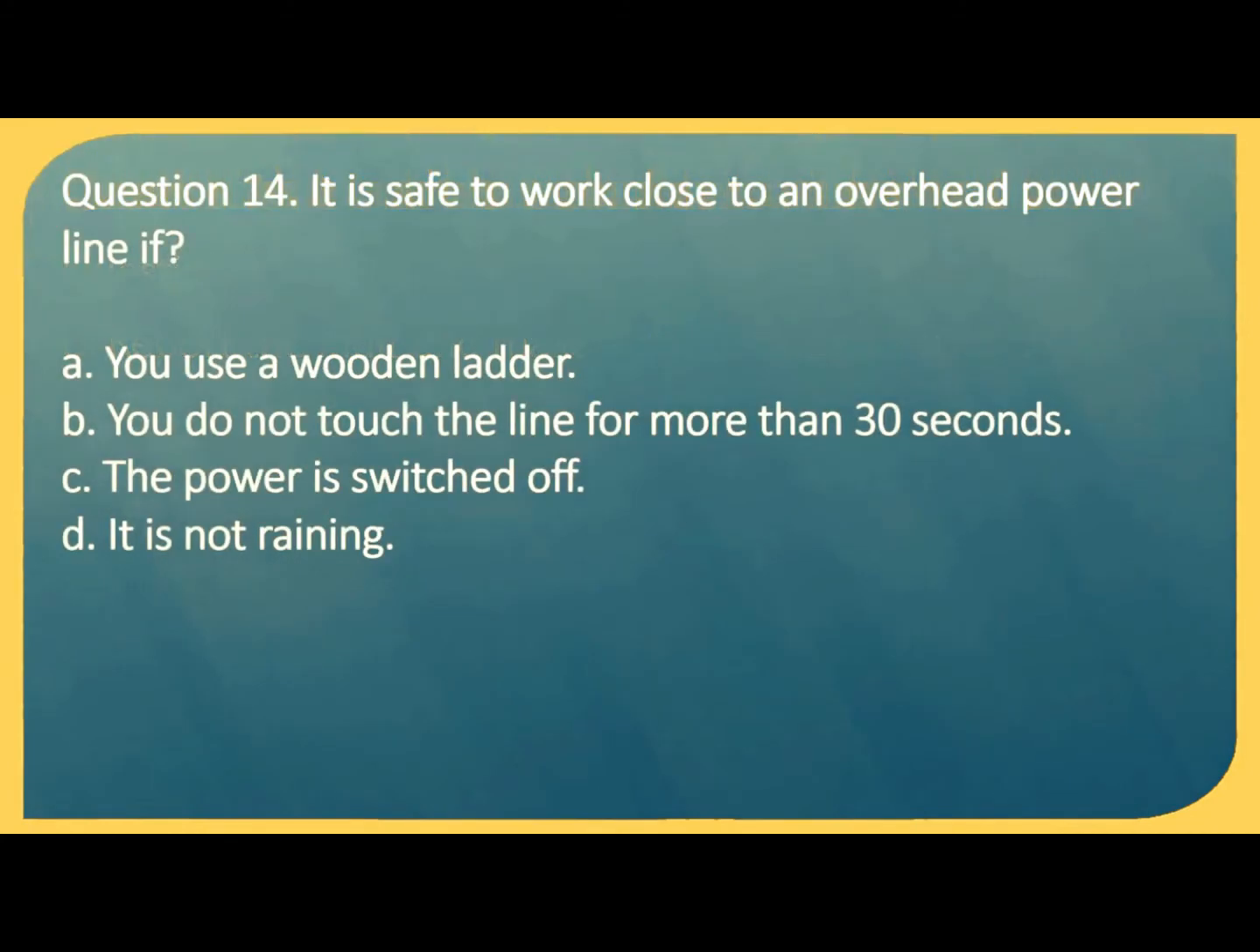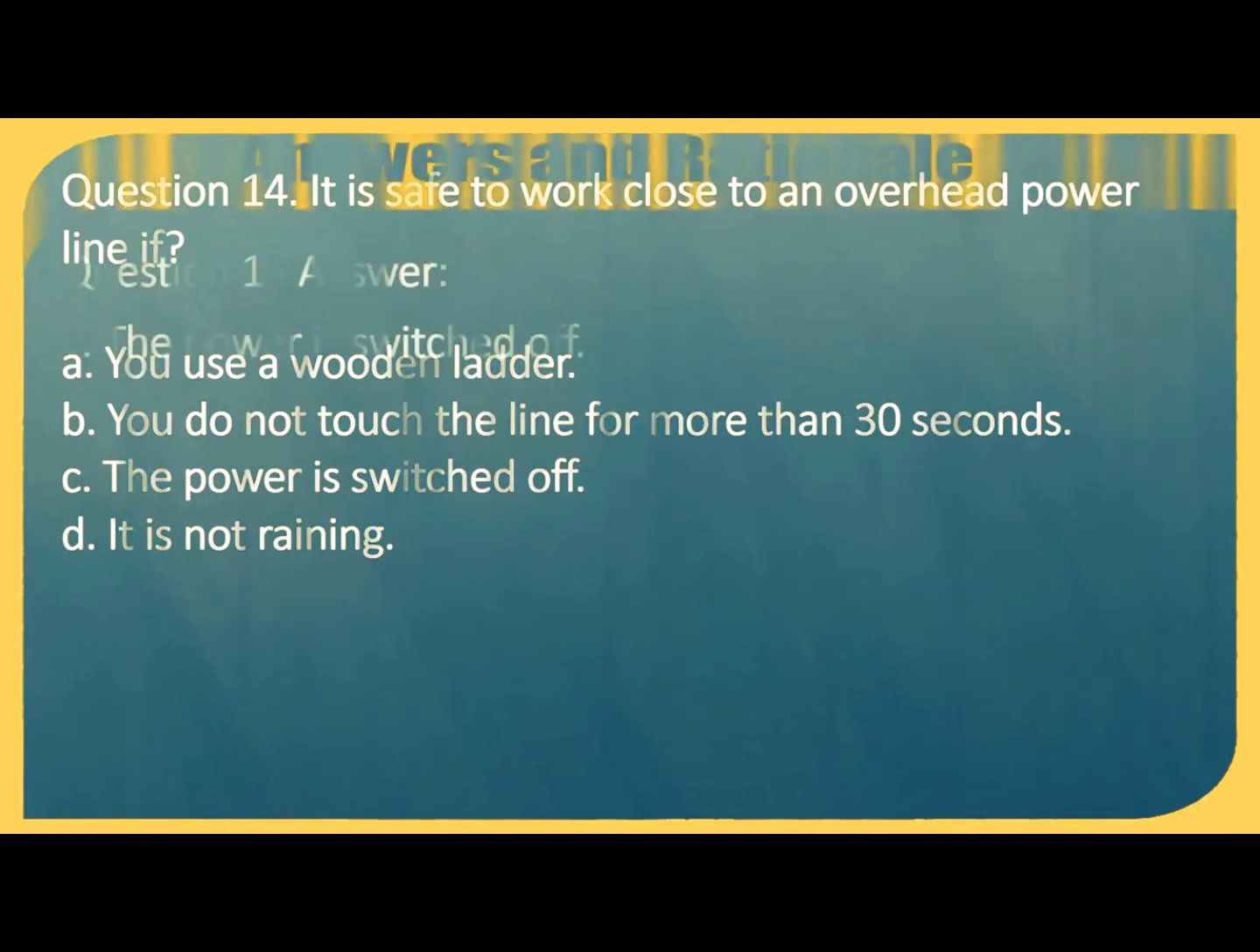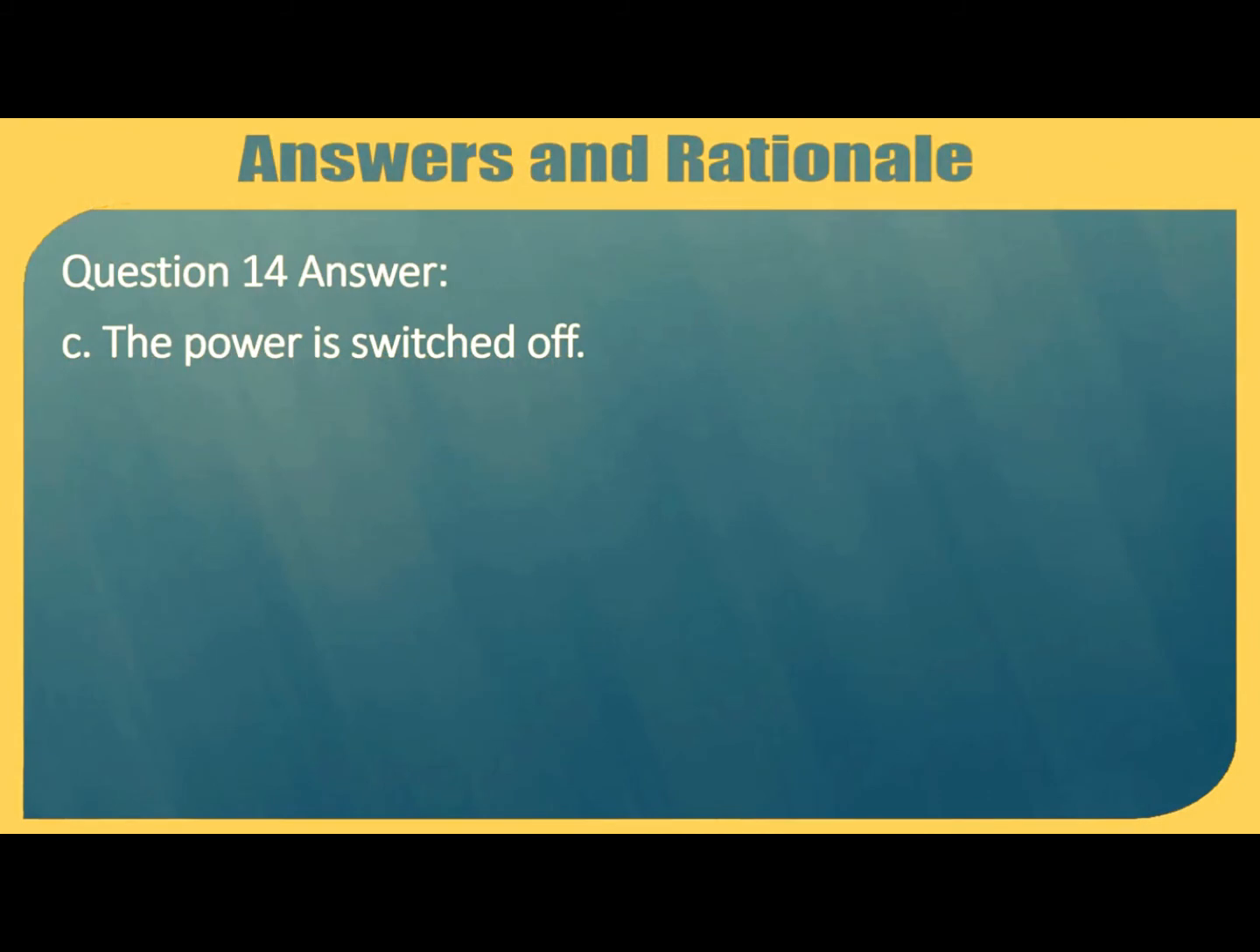Question 14. It is safe to work close to an overhead power line if: A. You use a wooden ladder. B. You do not touch the line for more than 30 seconds. C. The power is switched off. D. It is not raining. Question 14. Answer: C. The power is switched off.